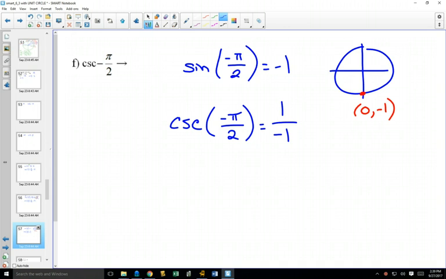Could you go directly from here to negative 1? This one wouldn't be too bad to go there. But some of them you would like to show a little bit of work just because a little bit of work is needed. Negative pi over 2 is negative 90 degrees. It would go that direction. And on that angle, these are our coordinates.